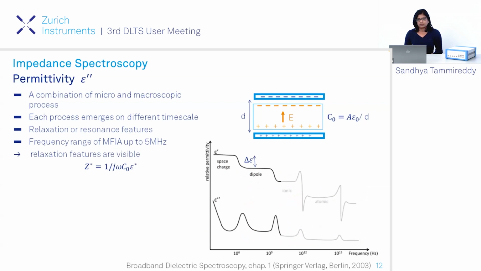So I have shown you here a textbook example of permittivity spectra. Similar to impedance, you also have real and imaginary parts. With the MFIA, you can measure up to 5 megahertz, which means you will not be able to characterize the resonance features, but you would be able to access the space charge and the dipolar relaxations in some materials as well. Of course, this is not the case for every material. You have to cross-check with literature reported values, but in general, you would be able to characterize space charge and dipolar relaxations.